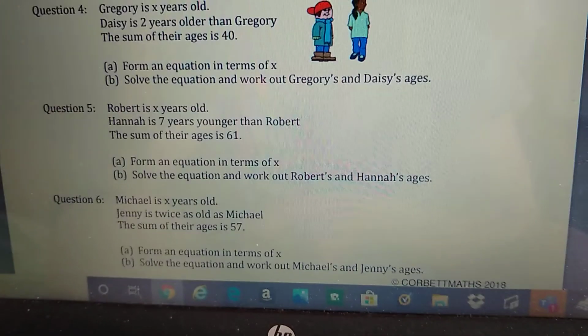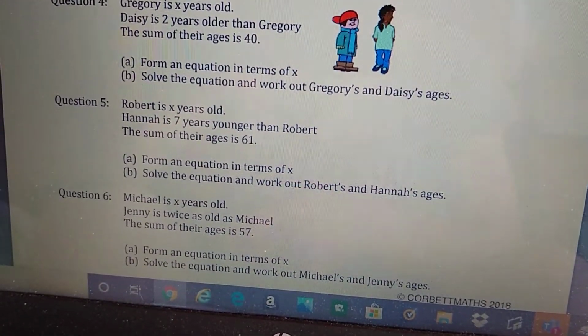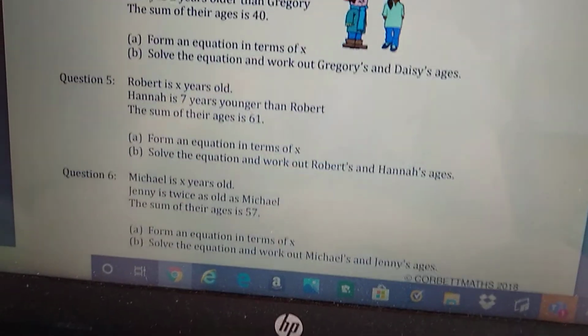Again, let's go back and check, does that make sense? If Gregory's 19, Daisy's 19 plus 2, which is 21. 19 add 21 makes 40. That works out. Okay.